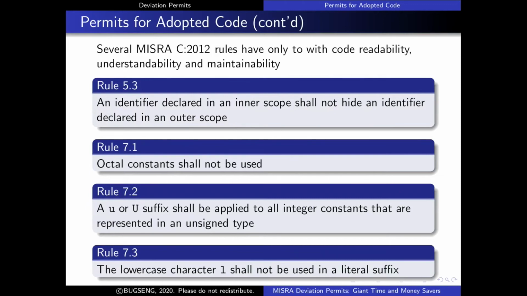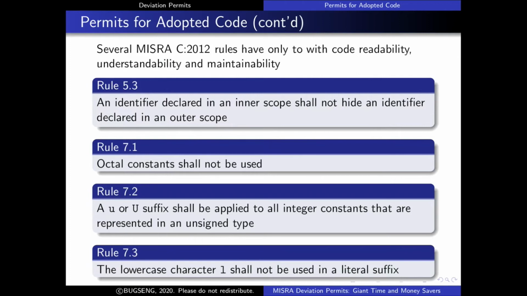Rule 7.1, octal constants shall not be used. This is because octal constants are basically obsolescent. Many programmers have seen only very few octal constants, and as a result, several of them do not know the precise rules that the C language adopts for octal constants.